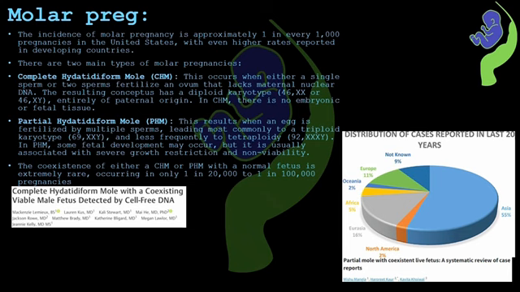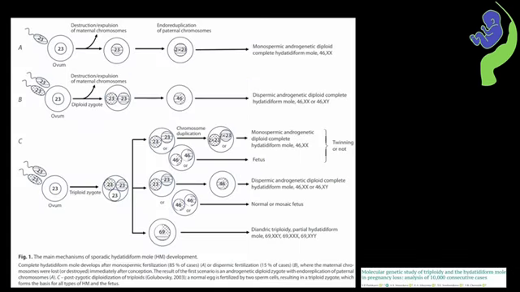This figure explains the three major pathways involved in the formation of hydatiform mole. In the first pathway, a normal ovum is fertilized by a single sperm, but after fertilization the maternal chromosomes are destroyed or expelled, and the paternal chromosome then undergo endoduplication, resulting in monospermic androgenetic diploid complete mole with 46XX karyotype.